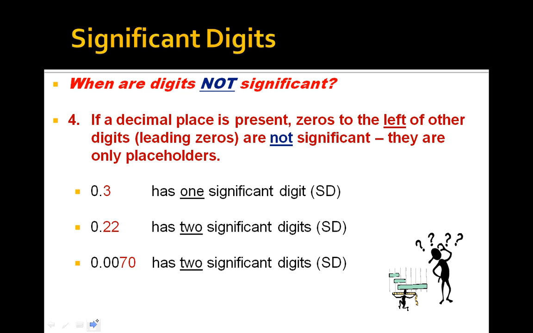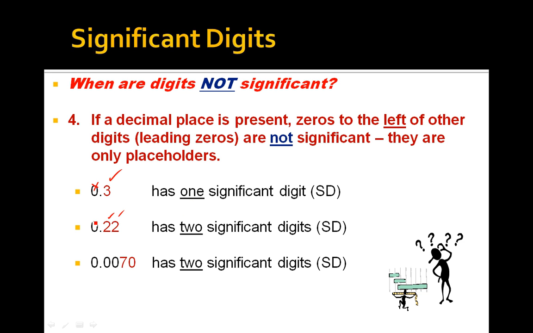So let's look at a couple of situations where they're not significant. Zeros are not important parts of the measurement. So what is non-significant? If you have a decimal value and the zeros in front, they are not considered significant. All they do is they're placeholders. So for example, 0.3, the 0 is not significant. Only the 3 is. One significant digit.